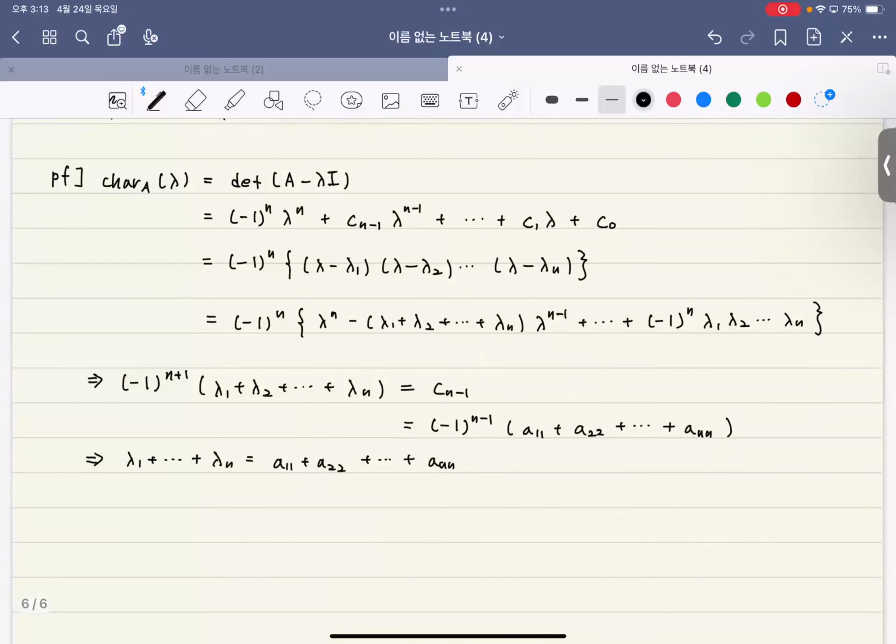Likewise, this time let me multiply this with this. Then minus 1 to the n, times minus 1 to the another n, so minus 1 to the 2n. Just forget it, it's just 1. So lambda 1, lambda 2, through lambda n has to be precisely C0. But we know that this is the determinant.